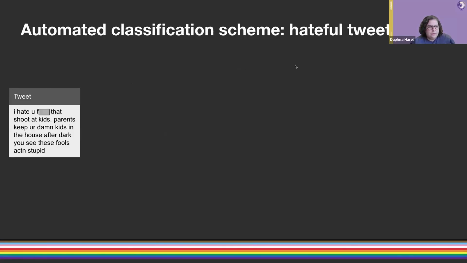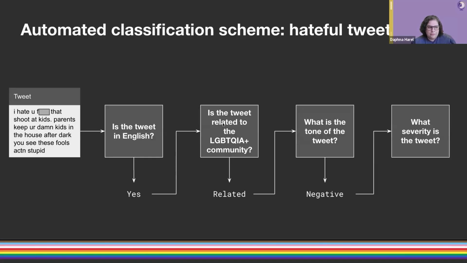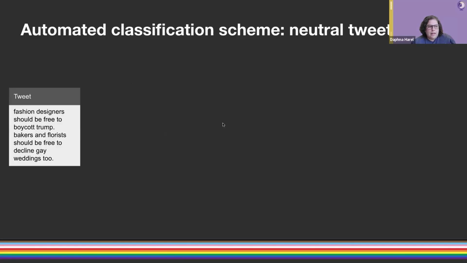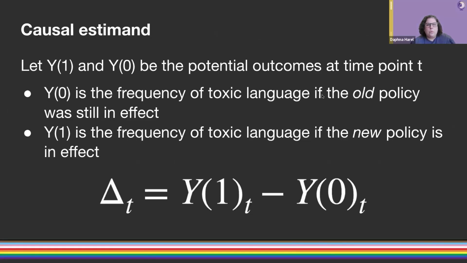So for example, we had some tweet that was rated as, yes, it's in English. Yes, it's related. It's negative and it's hateful. And some tweet that was in English, related, positive or neutral. So we didn't ask it the severity question. So what are we going to do with all of these ratings?